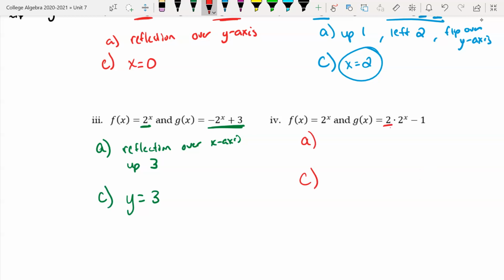Last one, it's a stretch by 2. And I'm going to go down 1. And again, it's just going to change your asymptote to -1 because it was at 0, but if I move it up or down, that's what changes it. So up or down changes this one. Left or right changes this one.